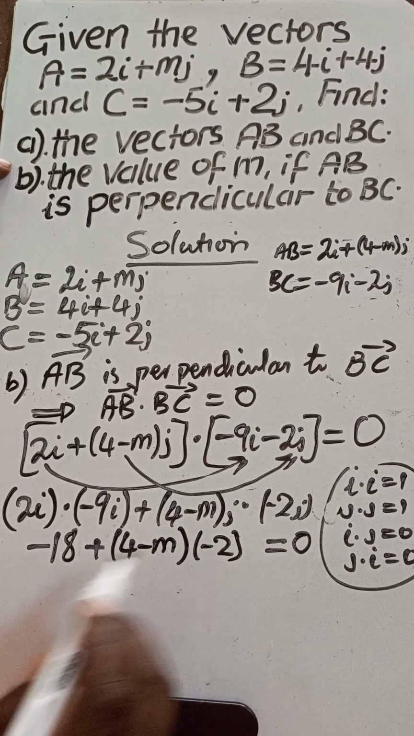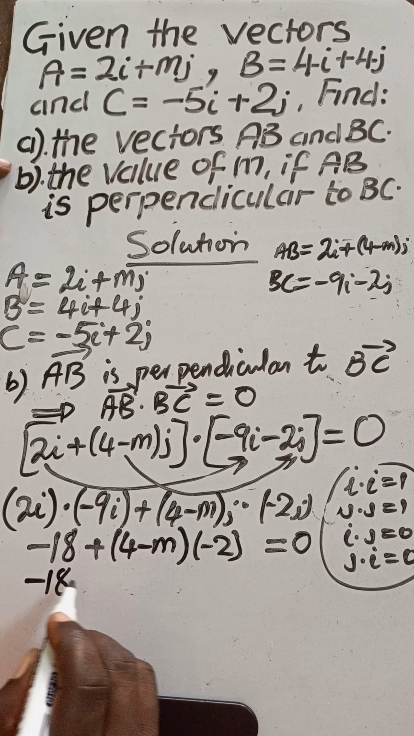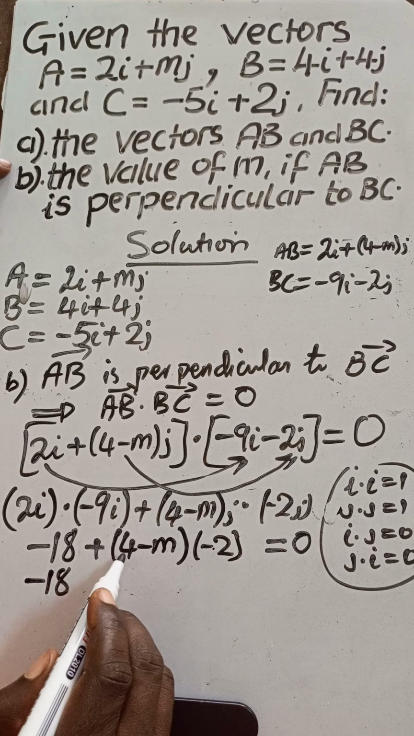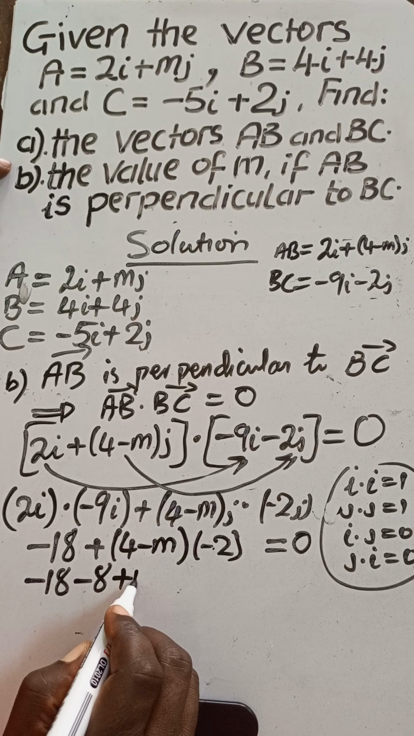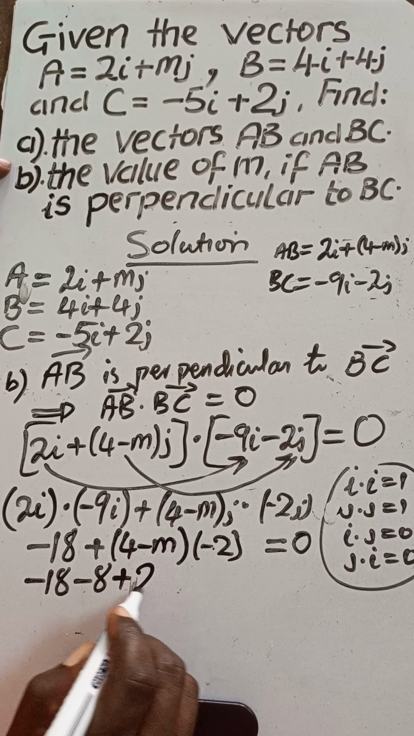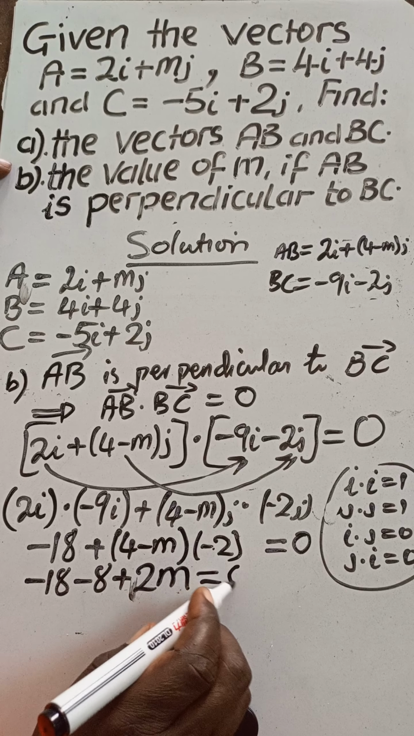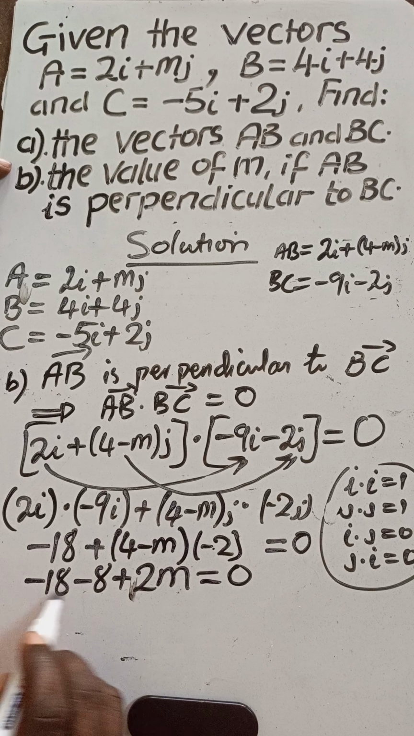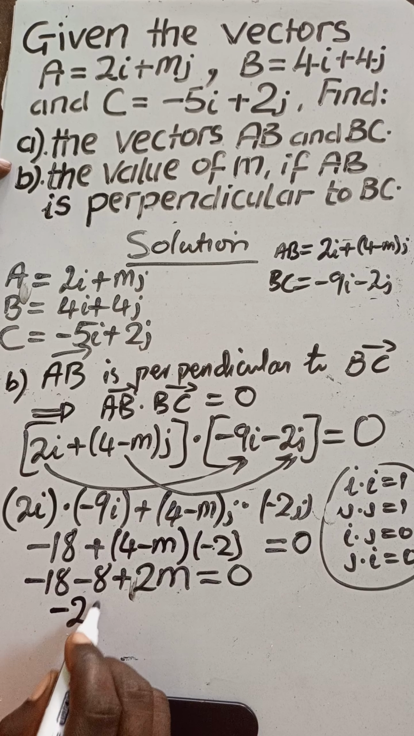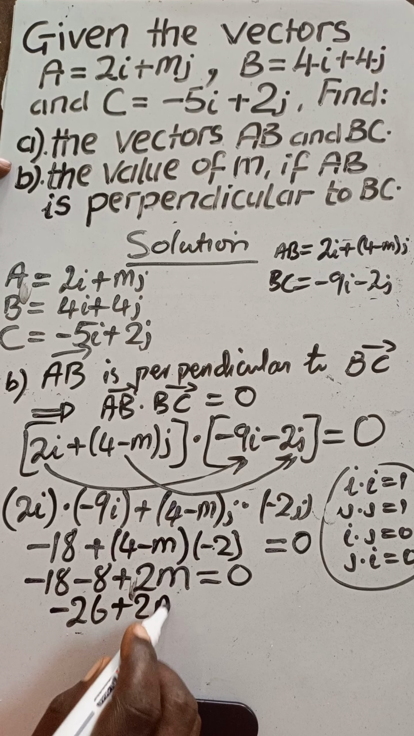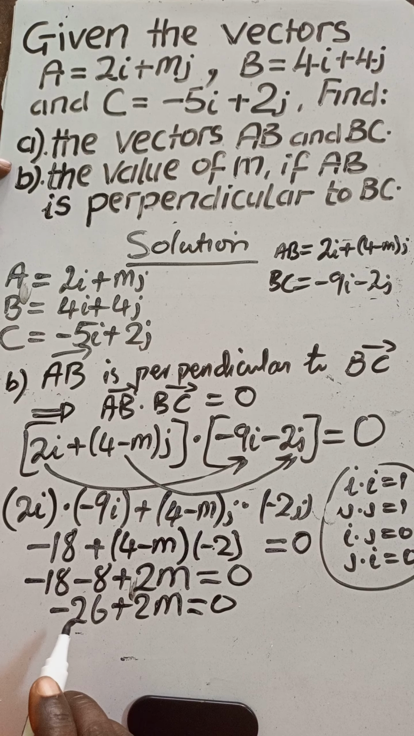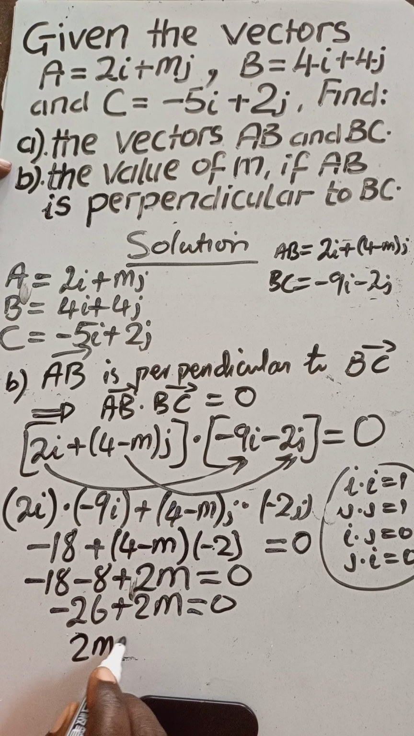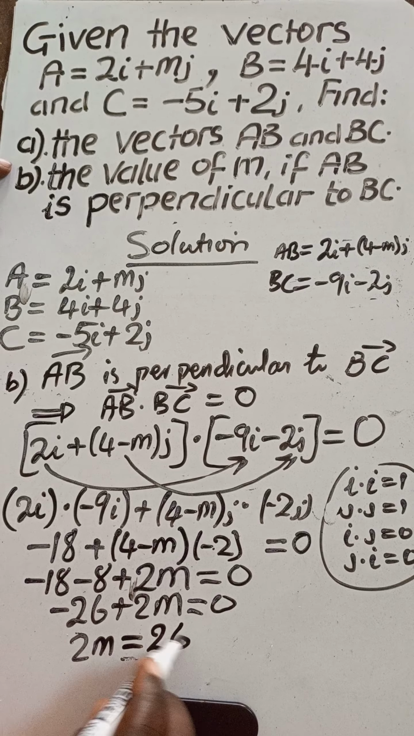So we'll open this parenthesis with respect to negative 2. You have negative 18. Negative 2 times 4 is negative 8. Negative 2 times negative m, negative times negative is positive, 2 times m gives us 2m. All of that equals 0. Negative 18 minus 8 is negative 26. If we take this negative 26 from the left hand side to the right hand side, it becomes positive 26. So we're going to have 2m is equal to 26.